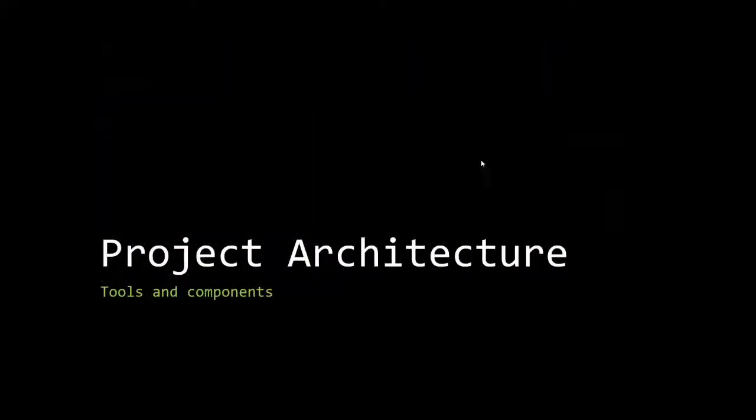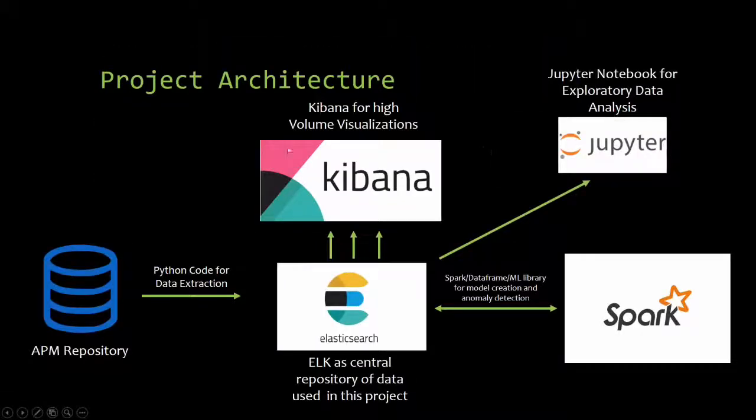Project architecture. As you can see, the data was extracted from an APM repository into Elastic using Python code. The initial EDA was done in Kibana using data from Elasticsearch, and a more detailed EDA was done using Jupyter. Finally, the modeling and the processing of the data was done in Spark, with Spark saving data back into Elasticsearch.